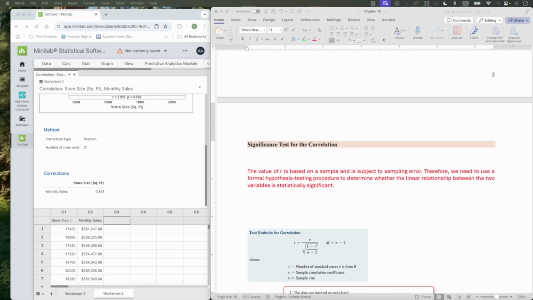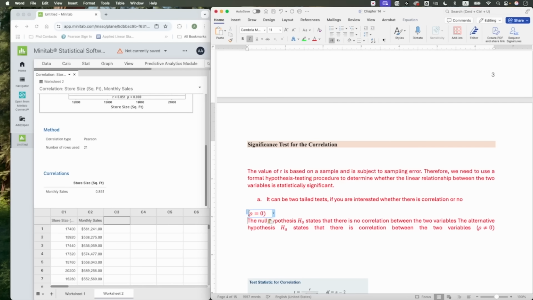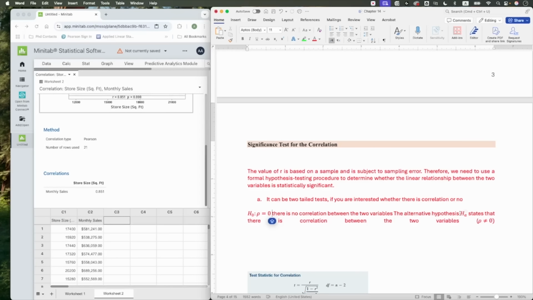For the two-tailed test, we're going to do the following. This is case 1, and this is the null hypothesis. It's always going to be something like this: rho equals 0. What does this mean? That there is no correlation. However, the alternative hypothesis is going to be rho is not equal to 0. So there is a correlation between the two variables. This is the case of the two-tailed test.